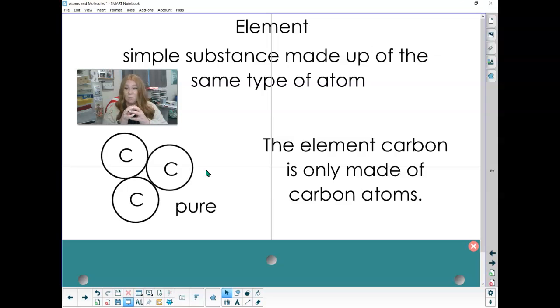An element is one type of atom over and over again. It's like a pile of the same thing. If you mix in a different type of atom, you have something different. So an element is the same type of atom.